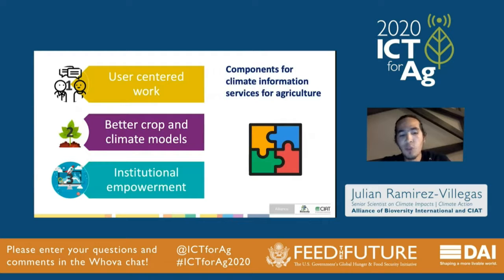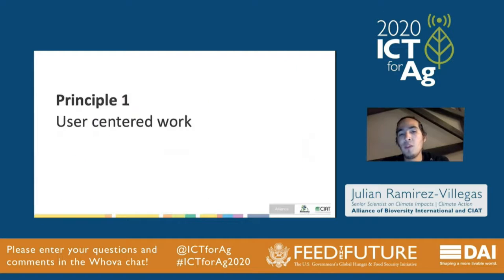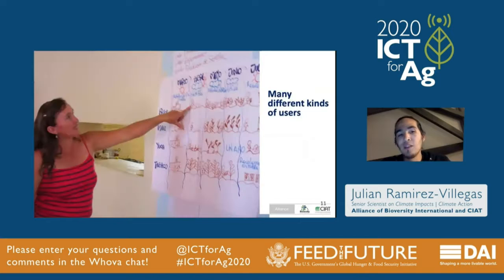So how do we do this? We've done it basically following 3 principles or 3 ingredients, you could say. One is basically putting the user at the center. The second is developing better crop and climate models, and then the third thing is going back again to the user and to the users and the institutions around them and empowering them. So the first thing, as I said, is putting the user at the center.